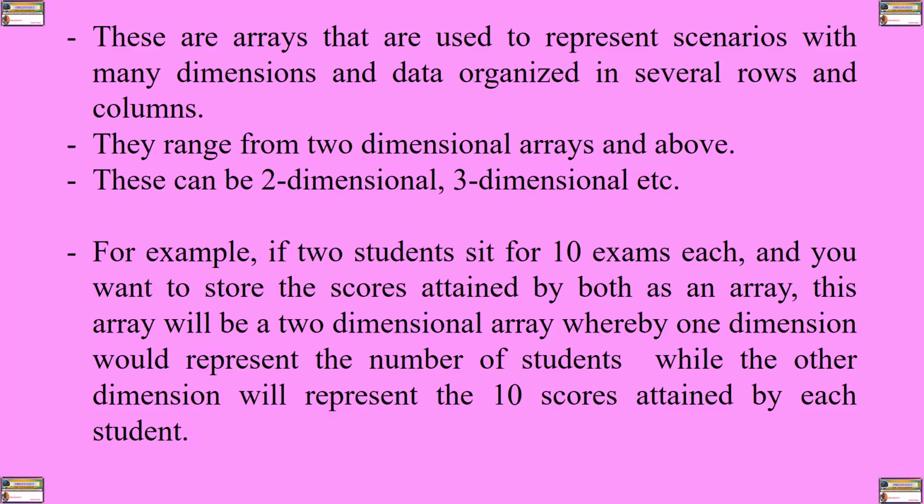And therefore, when we speak about one dimension representing the number of students, it simply means that you write those students as 1, 2, while the other dimension would represent the 10 scores attained by each. And therefore, you don't write the name of students if you are going to enter the scores they have attained.